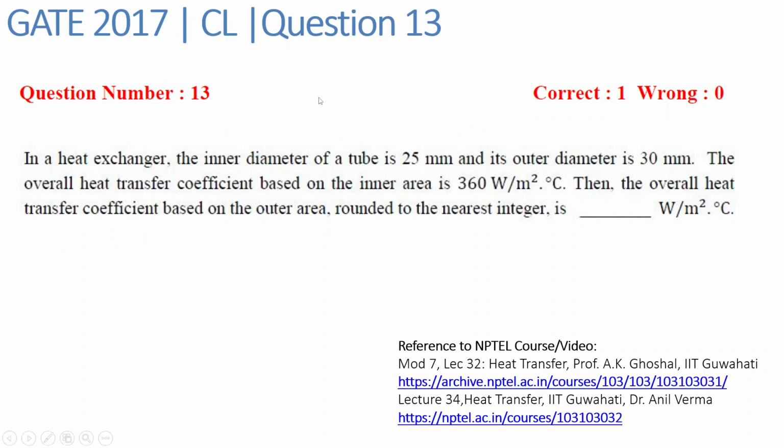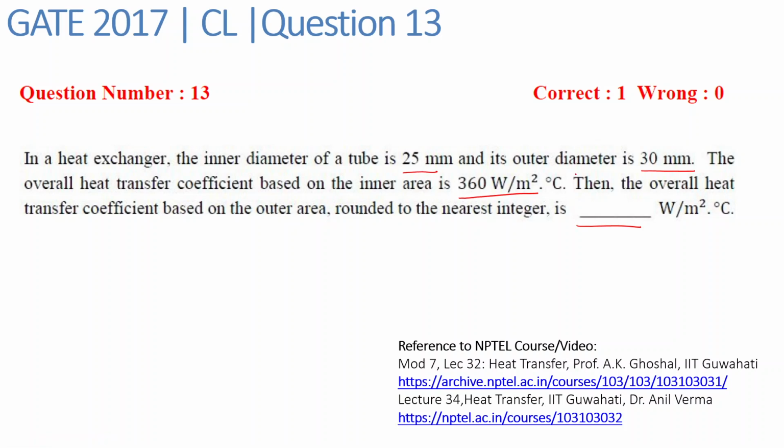Hello everyone, we are solving question 13 of GATE 2017 chemical engineering paper from the subject of heat transfer. The question is, in a heat exchanger, the inner diameter of the tube is 25 mm and its outer diameter is 30 mm. The overall heat transfer coefficient based on the inner area is 360 watt per meter square degree Celsius. Then the overall heat transfer coefficient based on outer area rounded to nearest integer is dash.